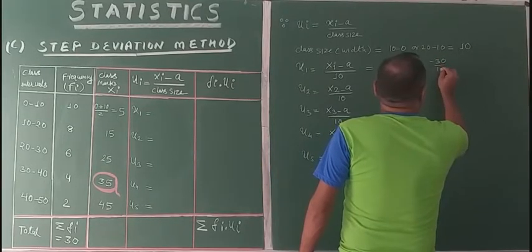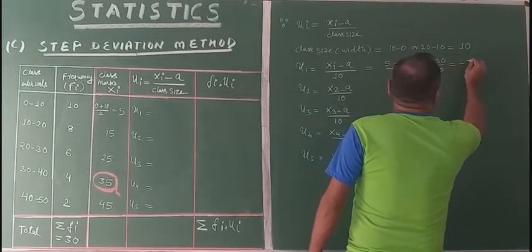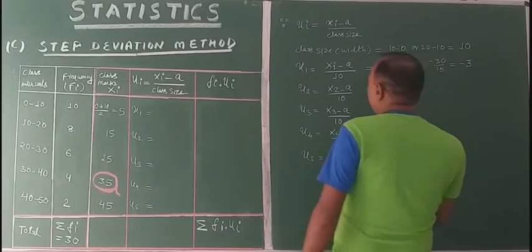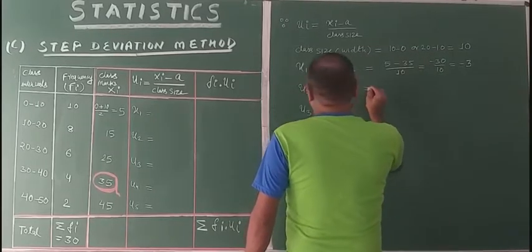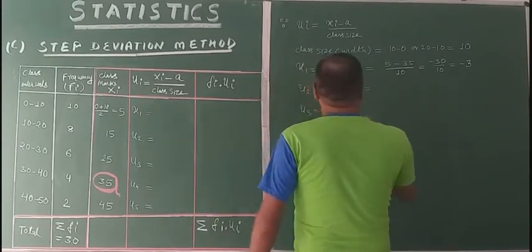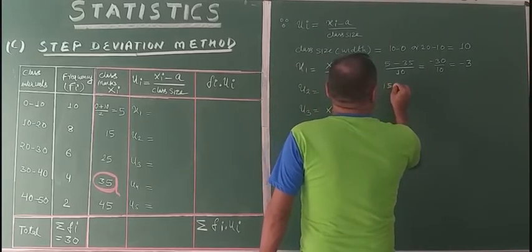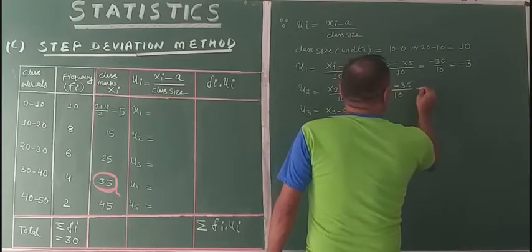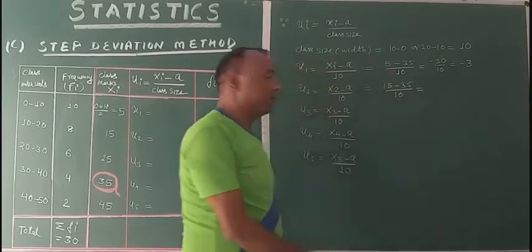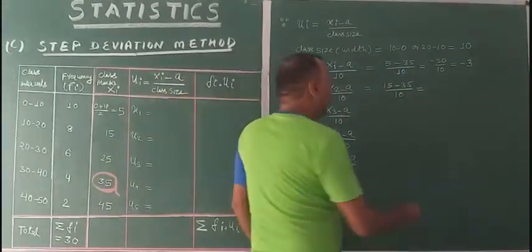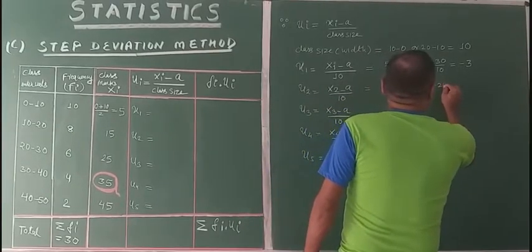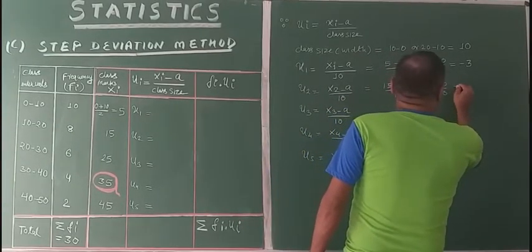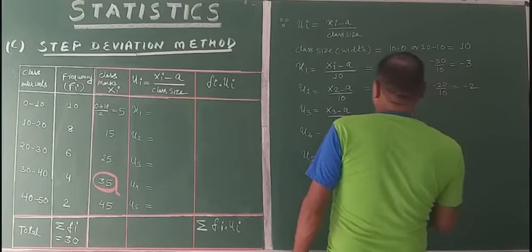Minus 30 upon 3 will become minus 3. U2, what is our X2? 15. 15 minus 35 upon 10. 15 minus 35, how much? Minus 20. Minus 20 upon 2, this is how much? Minus 2.